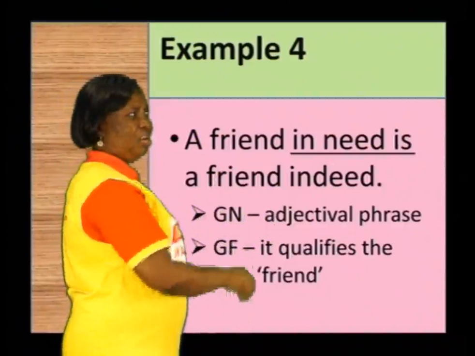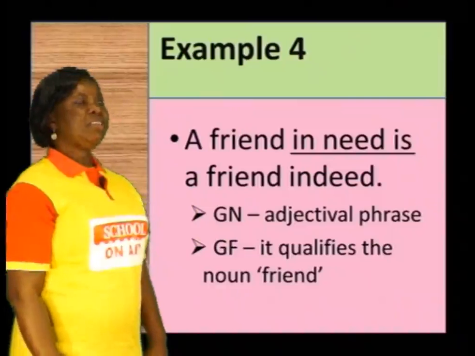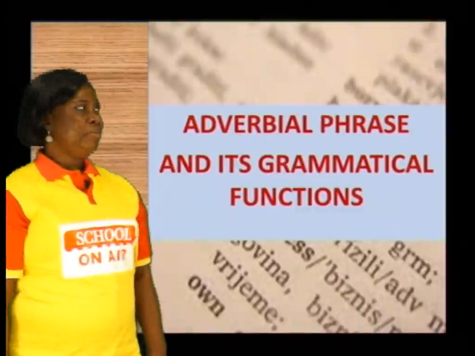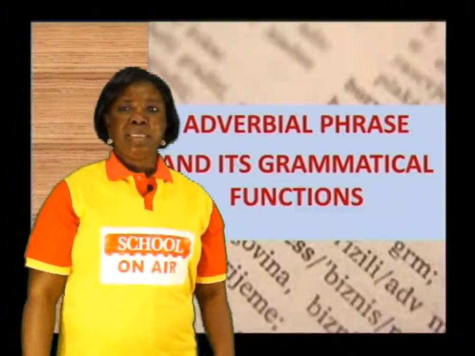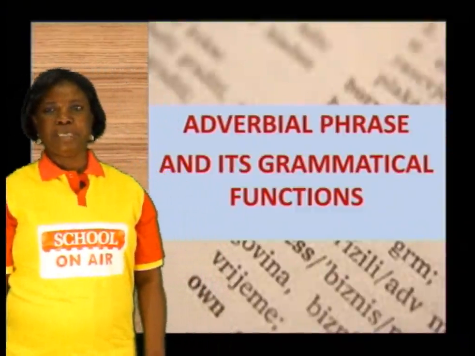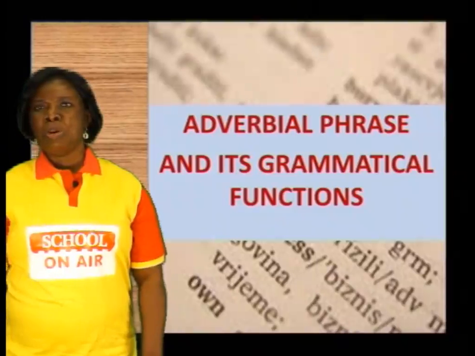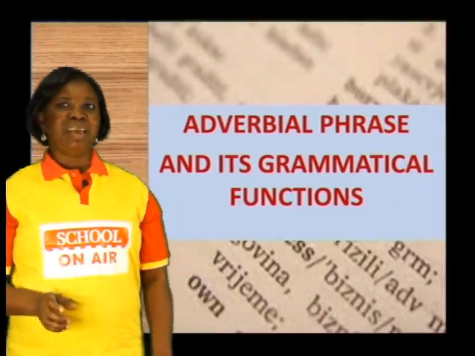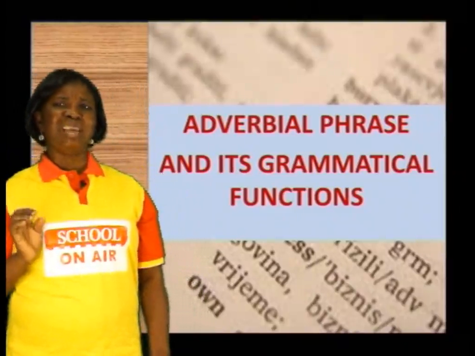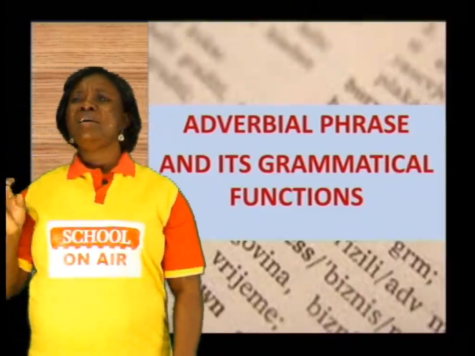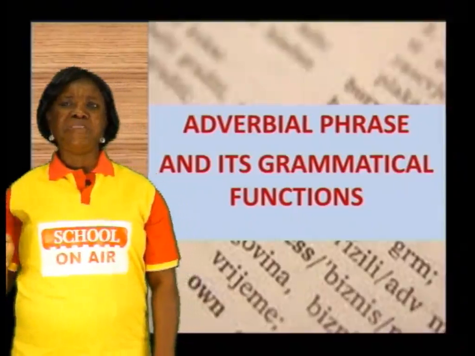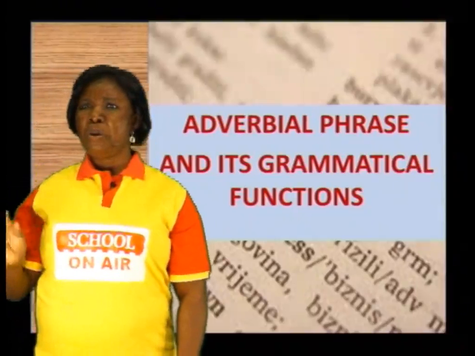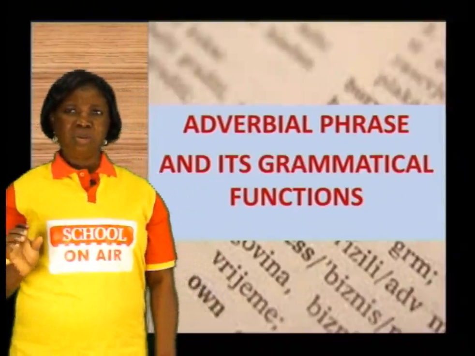Here is telling us the type of friend. So it's giving us more information about the noun, which is friend. So that's all that I can take on adjectival phrase. Just have it in mind that your adjectival phrase does the work of an adjective, and that is giving more information about a noun or pronoun in a sentence, right?